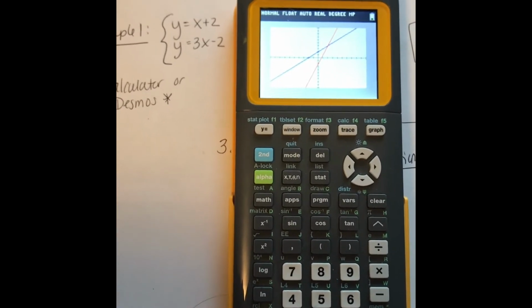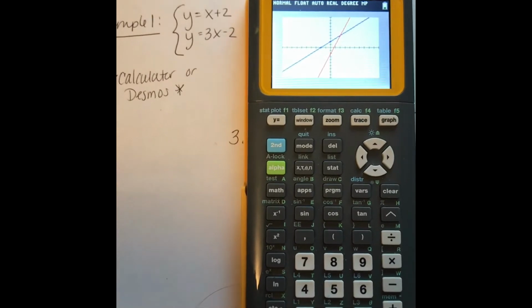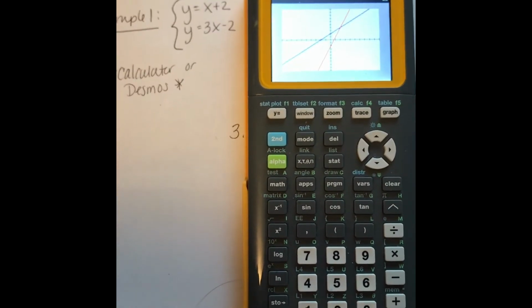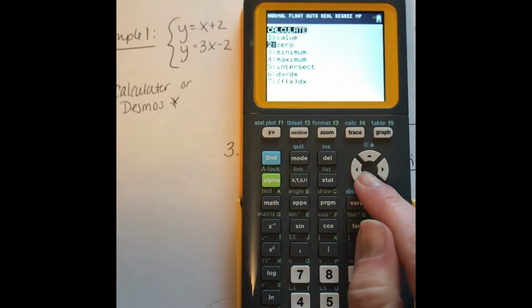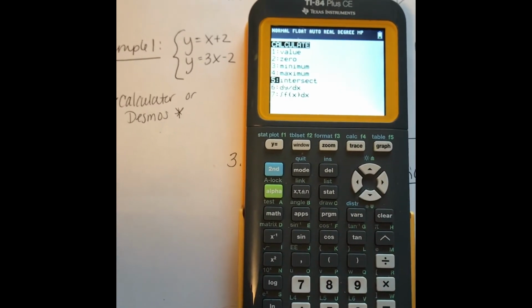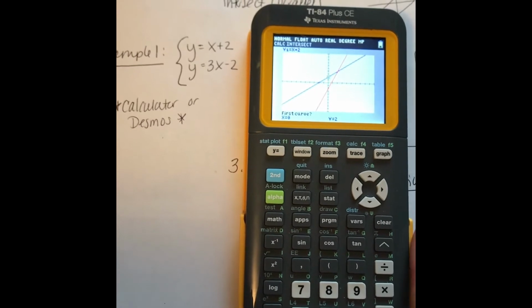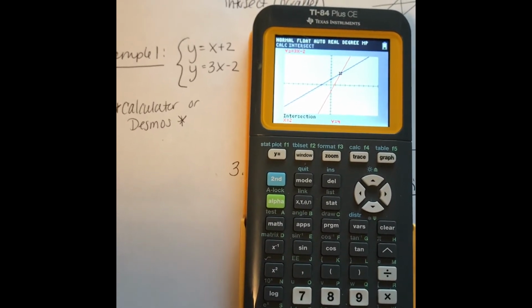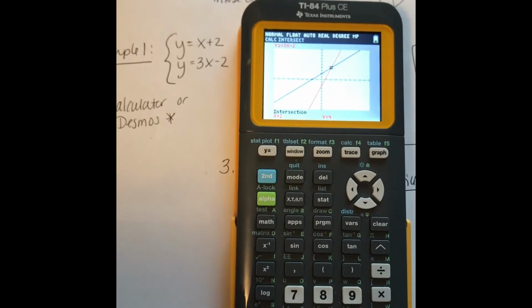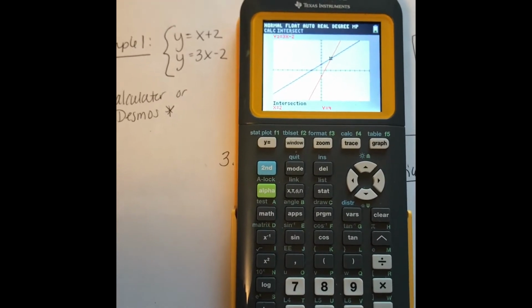You see that the graphs cross and intersect once, so we know we're going to have one solution. We're going to press second trace to calculate, and we're going to calculate the intersect, hit enter again, and again. Once it says guess, hit enter one more time, and there you go. The intersection of those two lines is (2, 4).